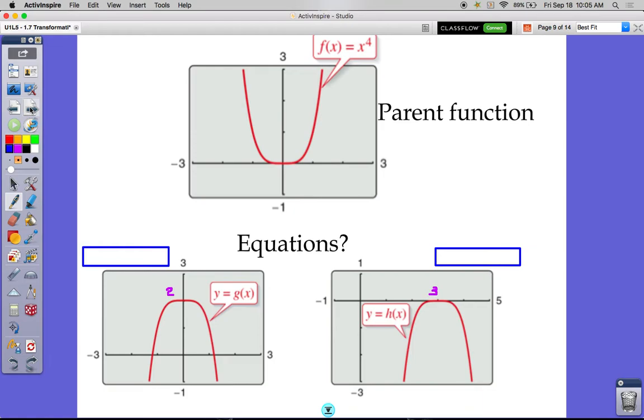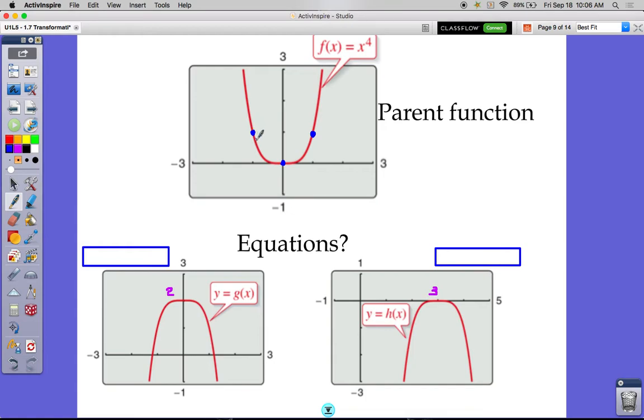It goes through 0, 0. It goes through 1, 1, just like squaring does. But when I get to 2 to the 4th power, that's 2 times 2 times 2 times 2. That's 16. This thing is going to go up a lot faster than the quadratic did. Also, for that same reason, when I start getting into fractions, and I say 1 over 2, and then take that to the 4th power, it becomes 1 over 16.